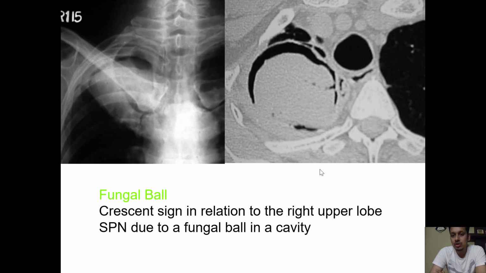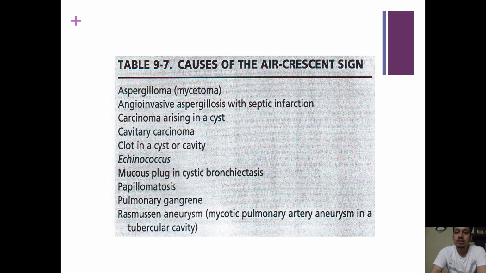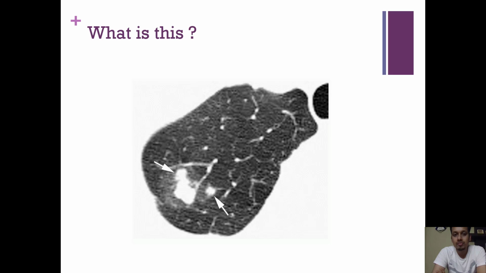Usually in aspergilloma of old TB cavities, you can see a fungal ball. The other causes of air crescent sign, the ones which I have seen actually, would be a clot in a cyst or a cavity. Echinococcus can cause air crescent sign. Mucus plug in cystic bronchiectasis often presents as air crescent sign, and of course the most common would be aspergilloma. The others are just given for academic interest.